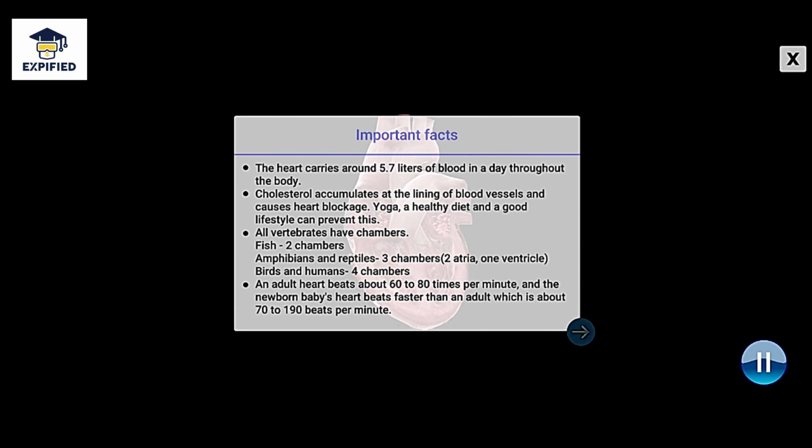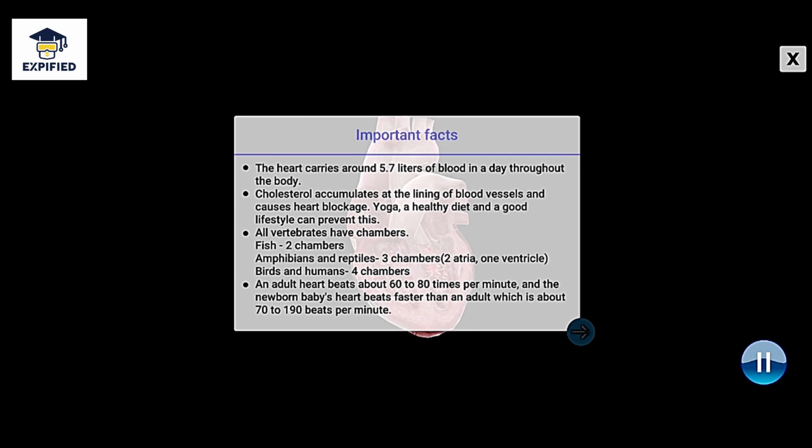Number 3. All vertebrates have chambers. For example, fishes have 2 chambers. Amphibians and reptiles have 3 chambers, 2 atria and 1 ventricle. And birds and humans have 4 chambers.